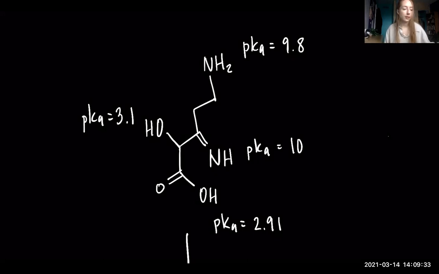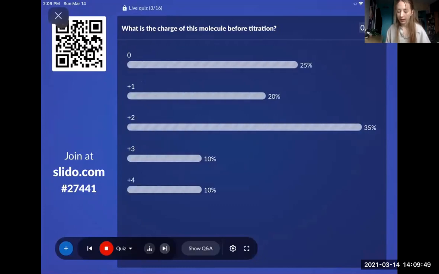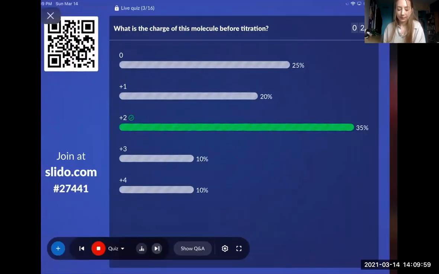Okay, one more second. Okay. We need to talk about this. Okay. So the answer is 2. Okay. So let's look at this molecule.